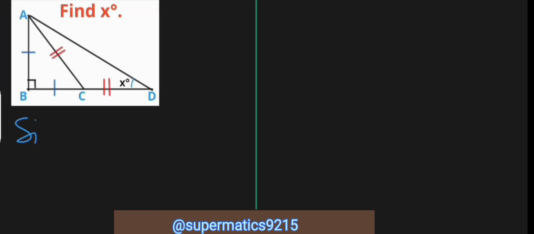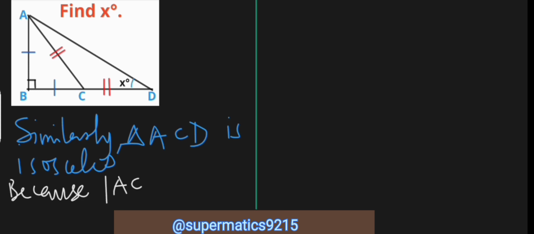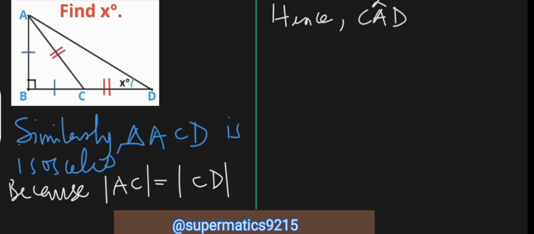In like manner, triangle ACD is also an isosceles triangle. This is because AC is equal to the side CD, and as such, angle CAD is equal to angle ADC, being the base angles of triangle ACD.